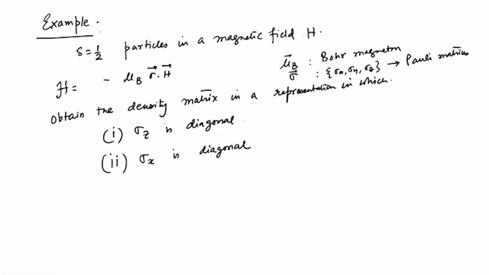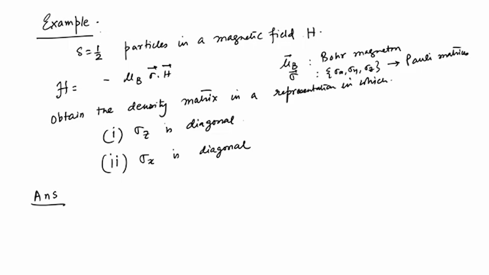So, we will do this problem to show, first, how to calculate the density matrix, and second, how these density matrices give rise to the same physical quantity, which we calculate as the magnetization here, to show that it is independent of the basis that we choose. So, whether we choose a basis in which sigma z is diagonal, or sigma x is diagonal, or sigma y is diagonal, any of these bases.